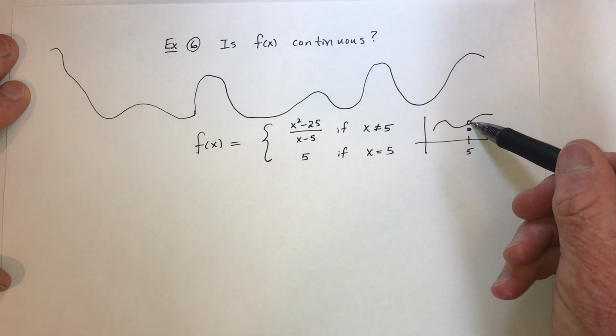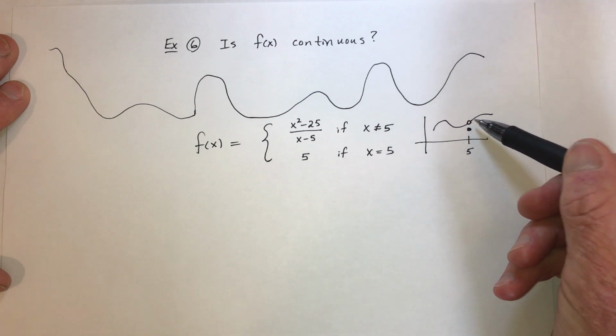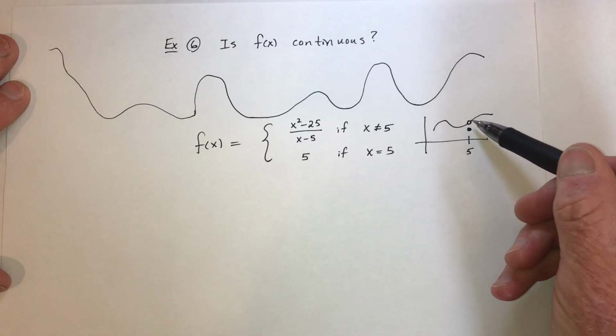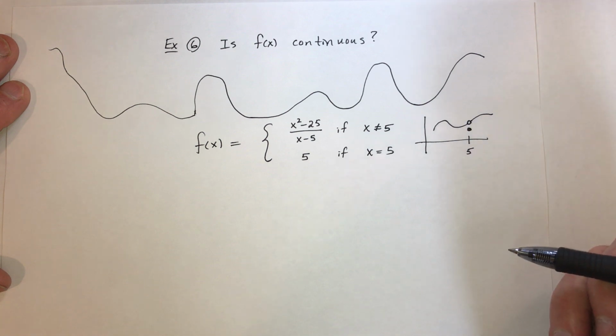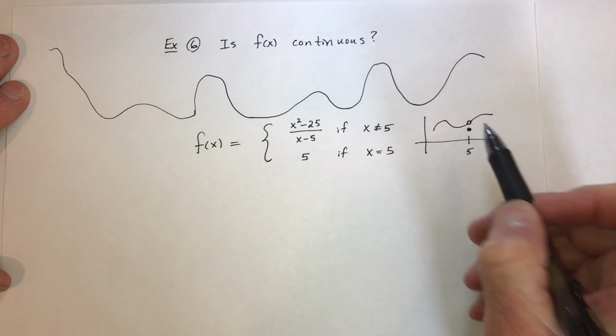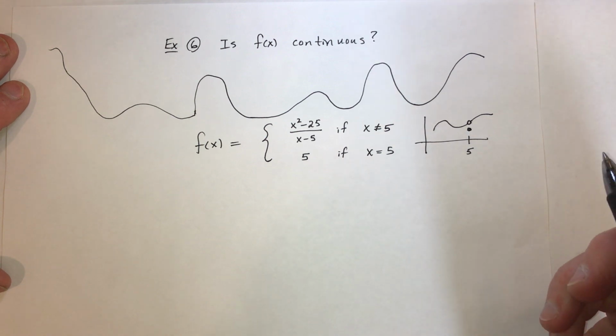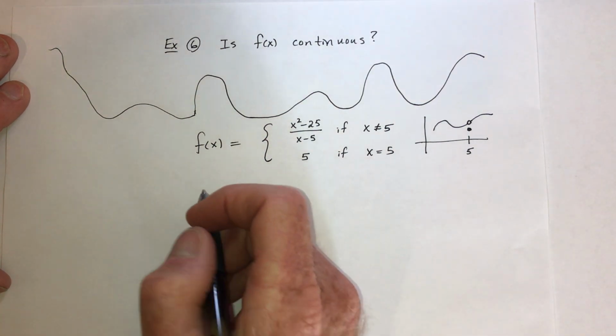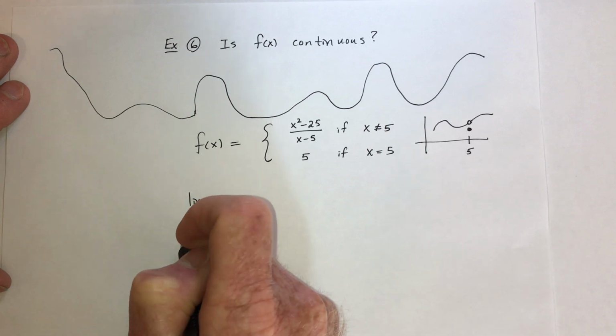So this is called a removable discontinuity. If you can plug in just one point and it removes the discontinuity, that's a removable discontinuity. If you put the dot in the wrong place, you didn't do a good job. So really that's what we're looking for. So this basically comes down to limits.